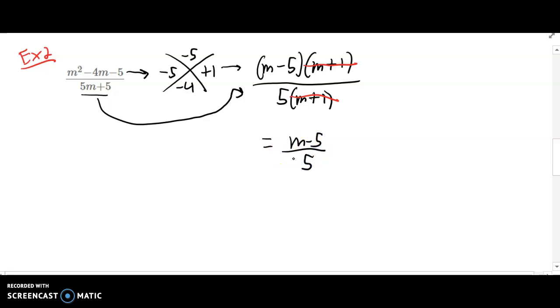Since there's no variable in my denominator now, I have no excluded values. The denominator will always be 5. We cannot make it 0, so we have no excluded values.